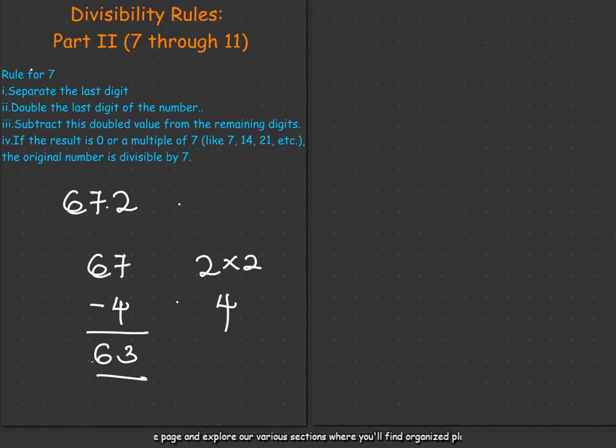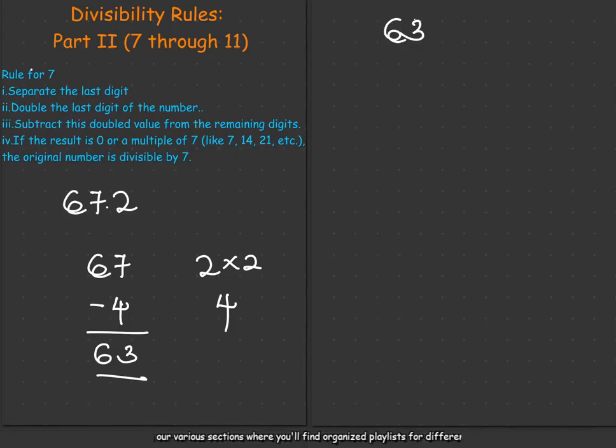If you are good with your multiples, fine. You can easily say, yes, 7 times 9 gives us 63, and you are good to go. Hence, since this is a multiple of 7, we can also say 672 is also a multiple of 7. But if you aren't that good with your multiples, you can still proceed with the rule. So proceeding with the rule, we say we have 63.